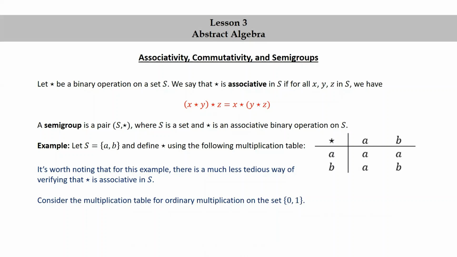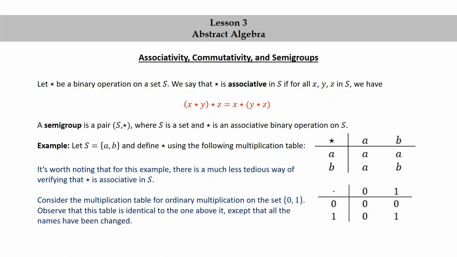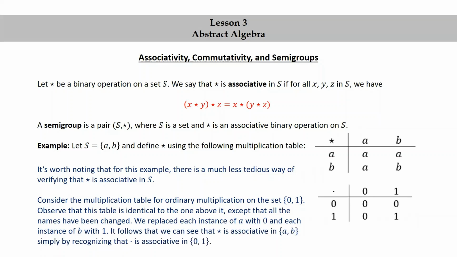Consider the multiplication table for ordinary multiplication on the set {0, 1}. Observe that this table is identical to the one above it, except that all the names have been changed. We replaced each instance of A with 0 and each instance of B with 1. It follows that we can see that star is associative in {A, B} simply by recognizing that multiplication is associative in {0, 1}.